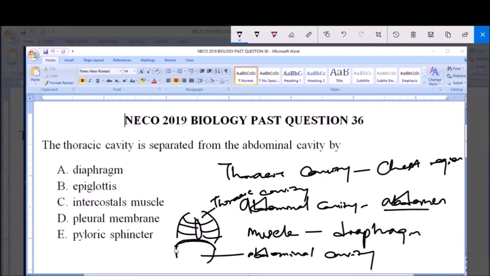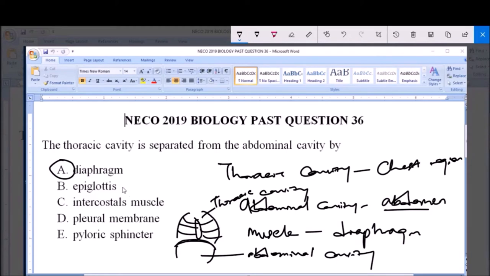So the diaphragm acts as a muscle. It's a muscle that stands between this thoracic cavity, that's the chest region, and the abdomen. So the answer to this question is option A, the diaphragm. The diaphragm is a muscle, and it also assists in inspiration and expiration. It separates this thoracic cavity from the abdominal cavity.